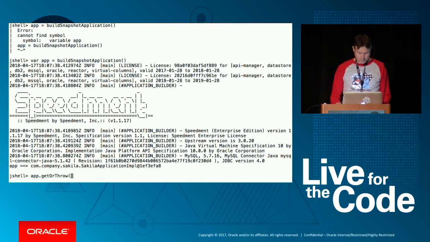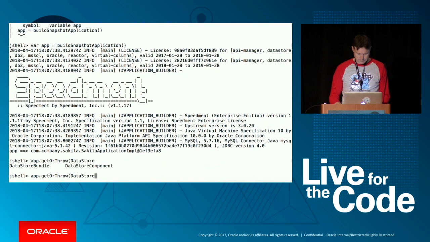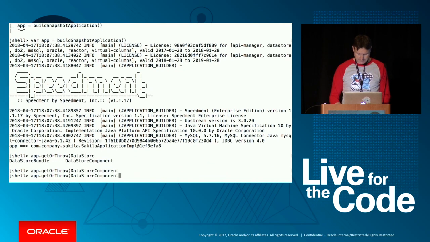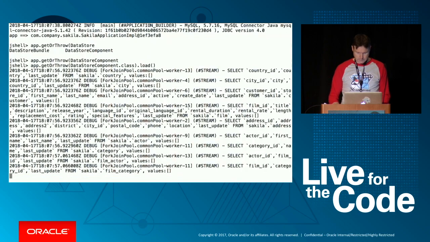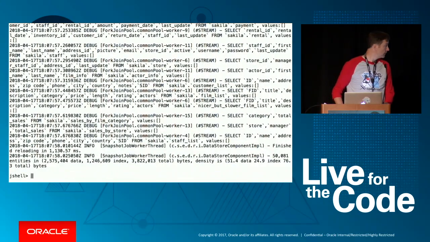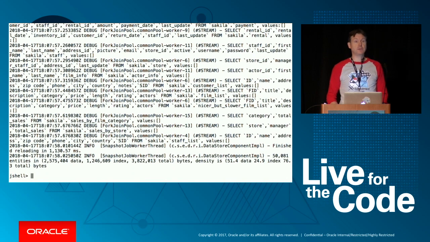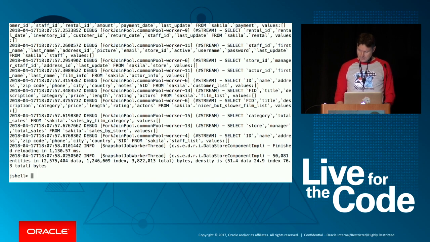Get or throw data store component. And this time it works. So now I'm creating a complete snapshot of the database in memory and off heap. That means that I can have a lot of objects there. If you're using on heap, then you're limited by garbage collection issues. And then I can do exactly as I did before.